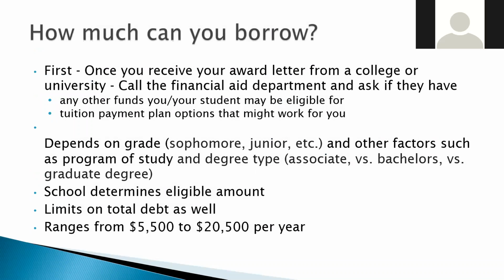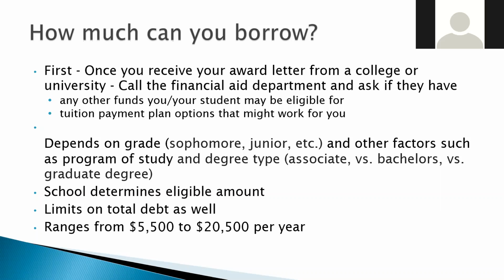So in talking about how much you can borrow, it does vary, but the first thing to know is once you get your award letter, it's really important to talk to the financial aid department, and they can tell you what other funding might be available, if there's tuition payment plans. So if your student loan only covers a portion of it and you're able to set up a tuition payment plan for the rest, that might be a good option. Then you're not ending up with the student loan in the end.